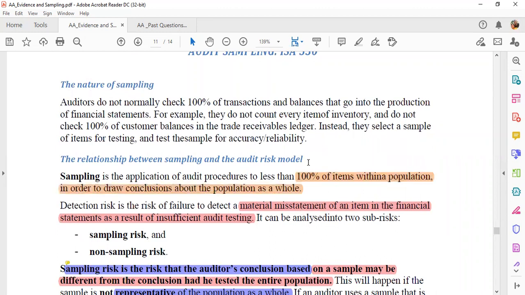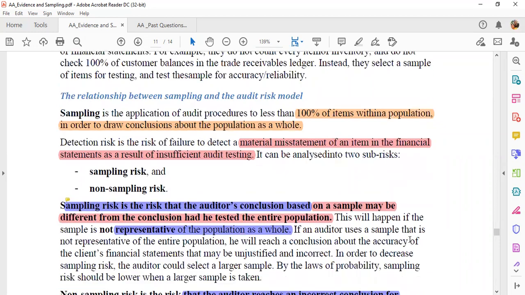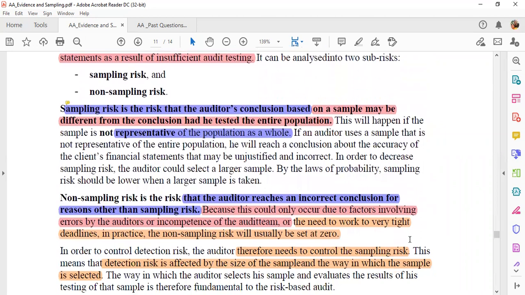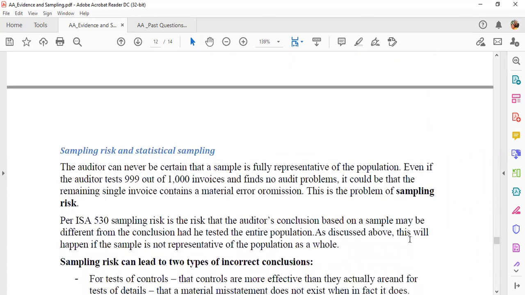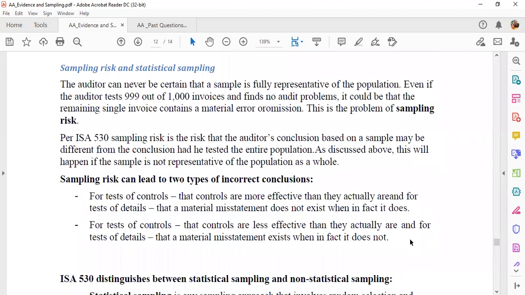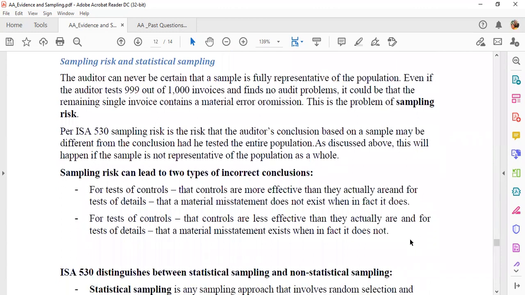So detection risk, this is not the first time we have heard about detection. Detection risk is the risk of failure to detect material misstatement from an item in the financial statement. So this detection risk can now be further divided into two: sampling risk and non-sampling risk. Another thing that we need to talk about now is sampling risk and statistical sampling.